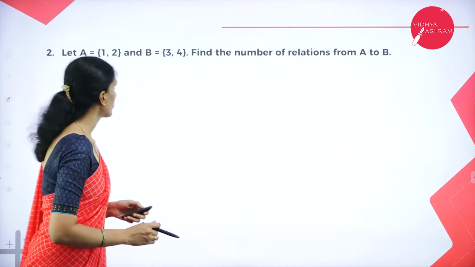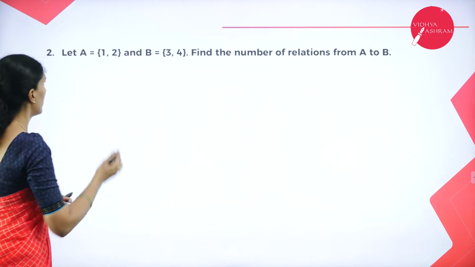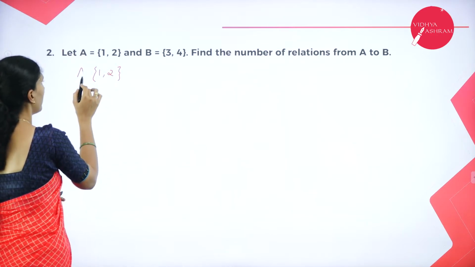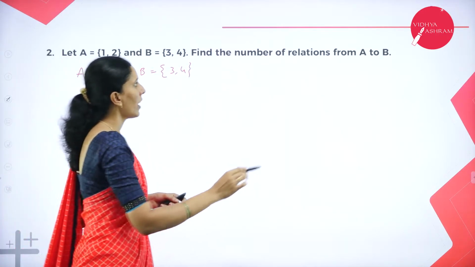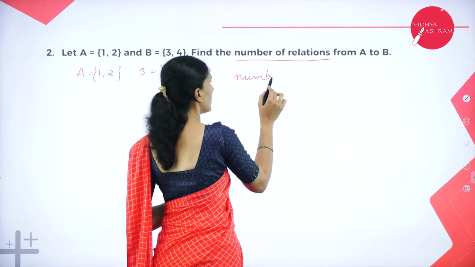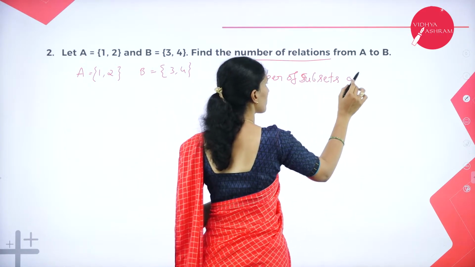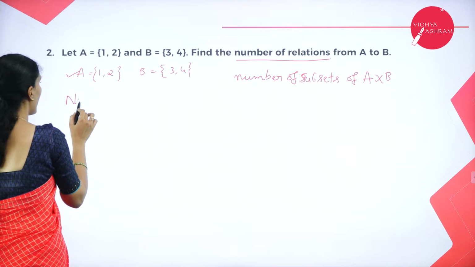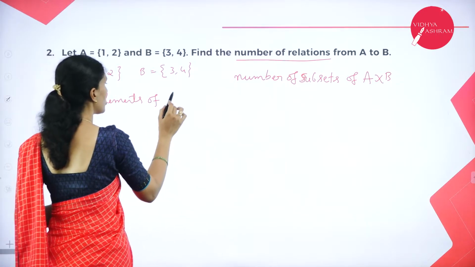Next we have a second question. A is 1, 2 and B is 3, 4. Find the number of relations from A to B. So we have A as 1, 2 and B as 3, 4. The number of relations is nothing but the number of subsets of A cross B. So therefore here first let me find the number of elements of A cross B.